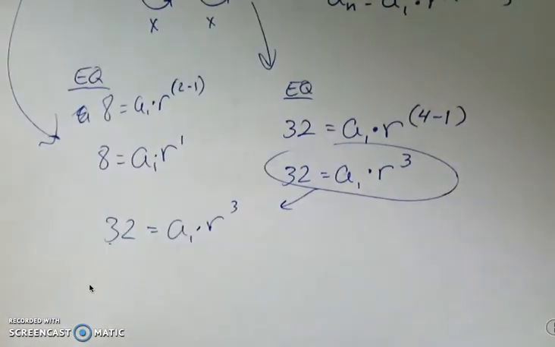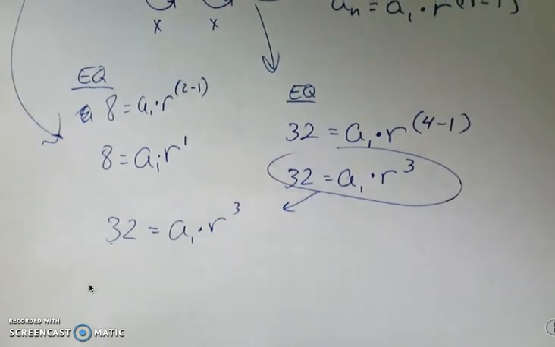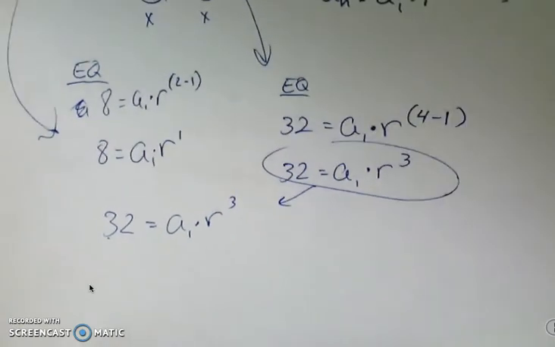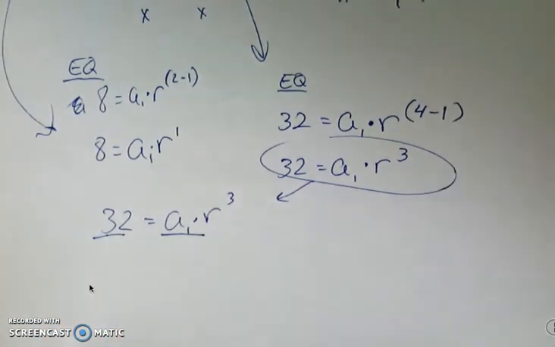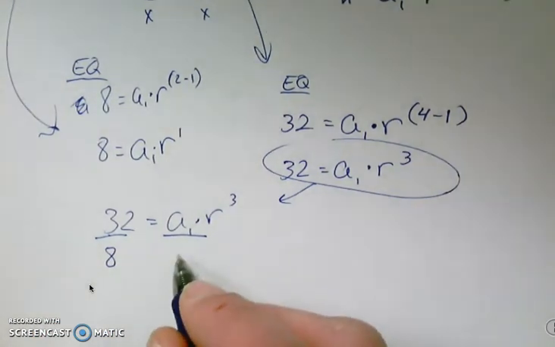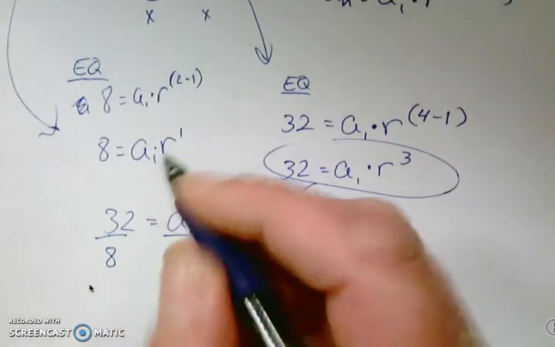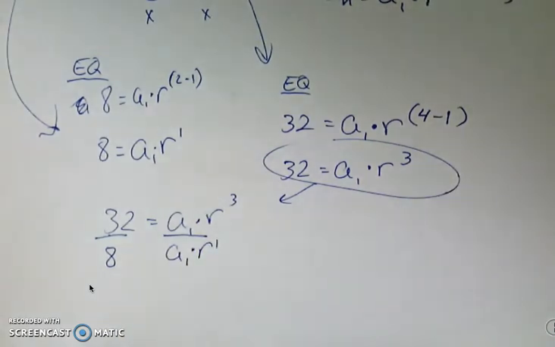Let me move this up here for a second. We could divide both sides by 32. We could divide both sides by A1 if we thought it would help. It won't. I'll tell you that right now. So whatever we divide here, we've got to divide here. Well, let's choose 8 to divide by. Why 8? Well, 8 is exactly A1 times R to the 1. So we can divide these two equations like so.